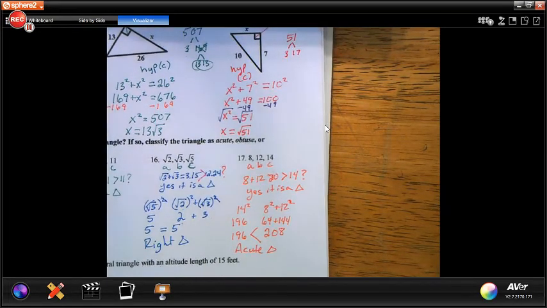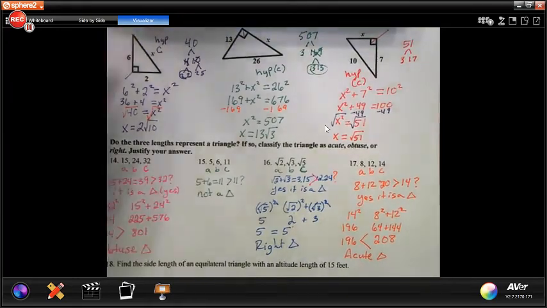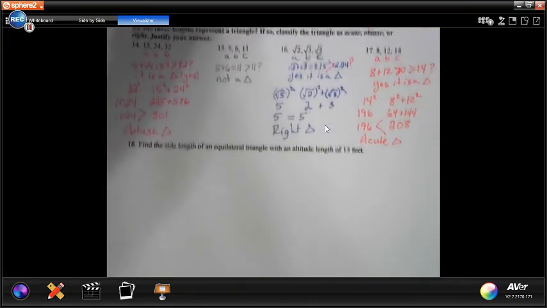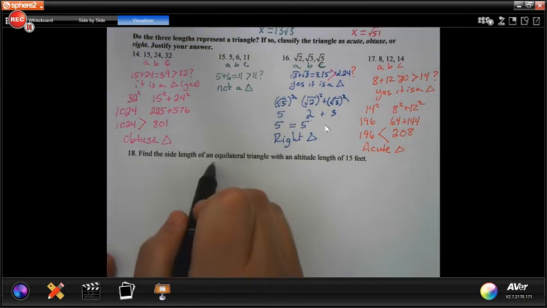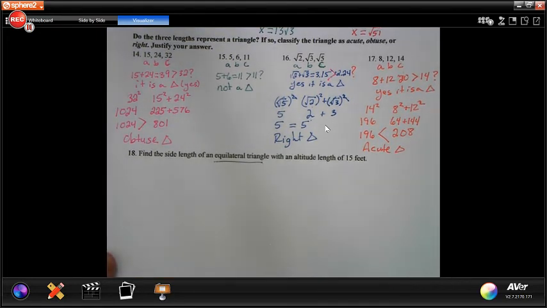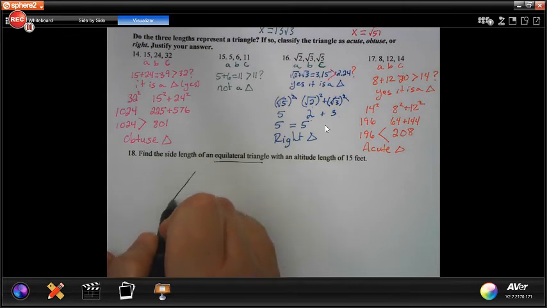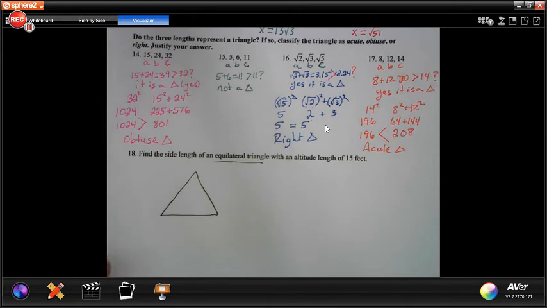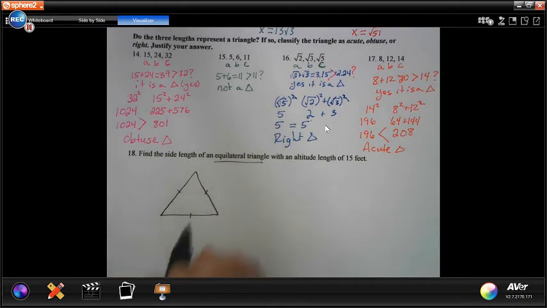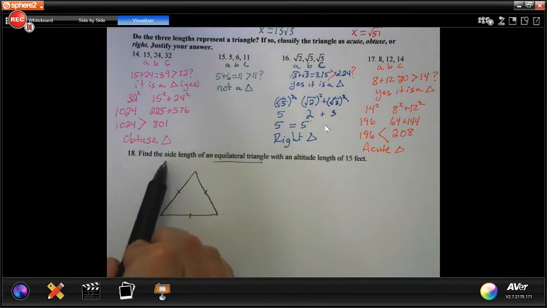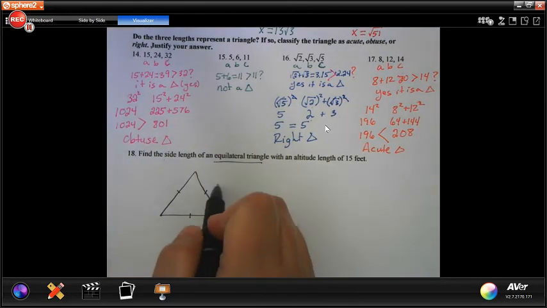Okay, last problem. So let me adjust here. Find the side length of an equilateral triangle with an altitude length of 15. So you have to draw what you know. It says an equilateral triangle. So draw an equilateral triangle. Doesn't have to be perfect. Okay? Equilateral triangle means all three sides are equal. In fact, we need to find the side length of all three sides. So I'll just call them all x.